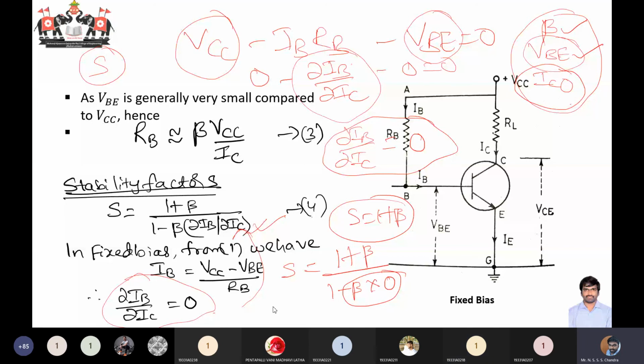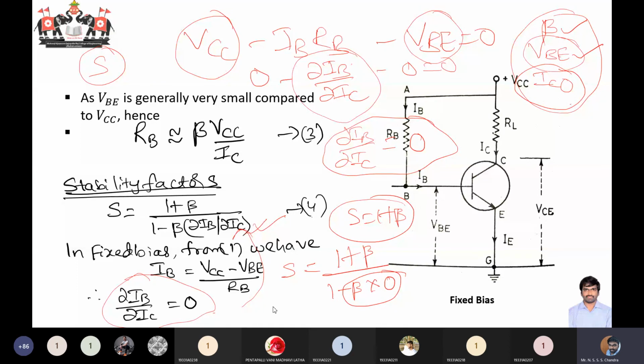So all the practical values of beta will be large quantities. The typical value might be around 100 or 150 or 200, maybe 300. If you are taking any practical transistor in your lab experiment, typically that value will be around 250 or 300. Then only you can consider it a good transistor. If you are getting a very low beta value, it means it's not a very good transistor. So let us take a small value, 100.